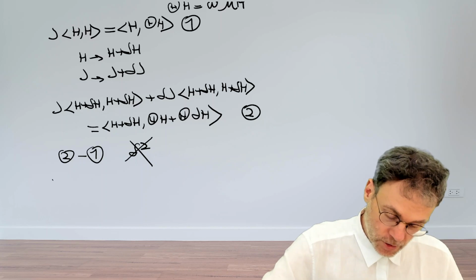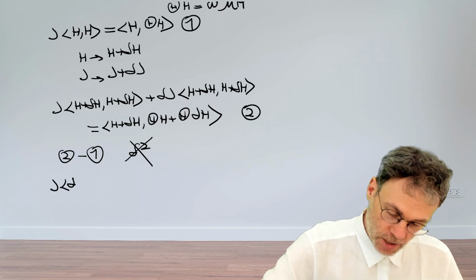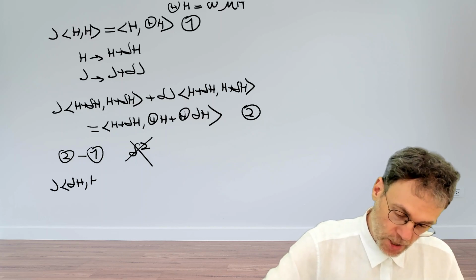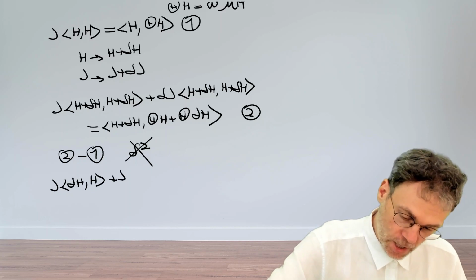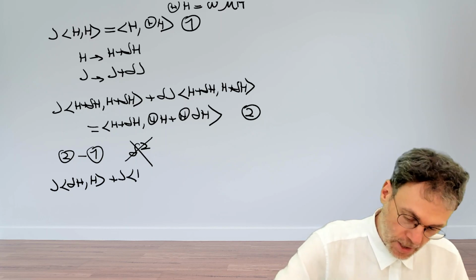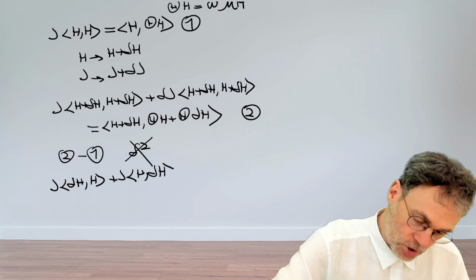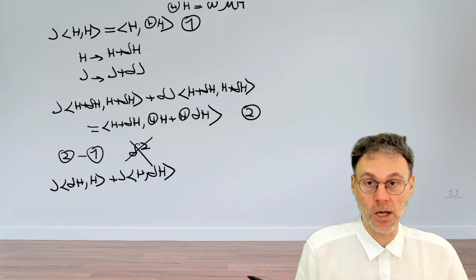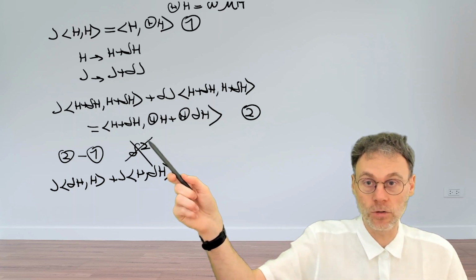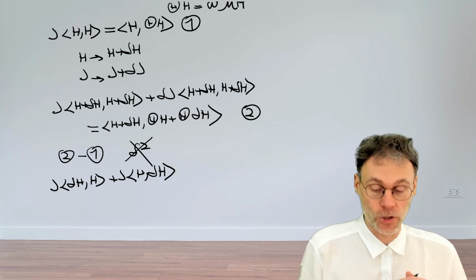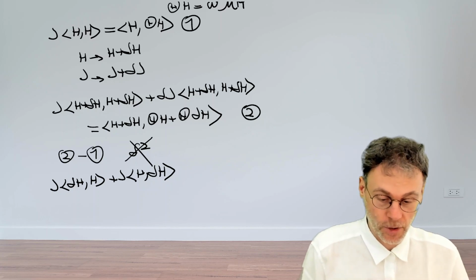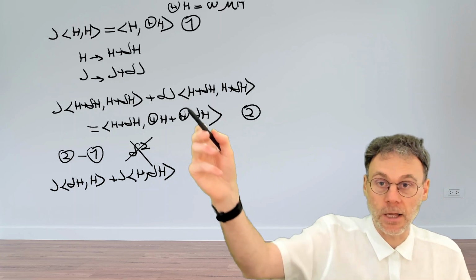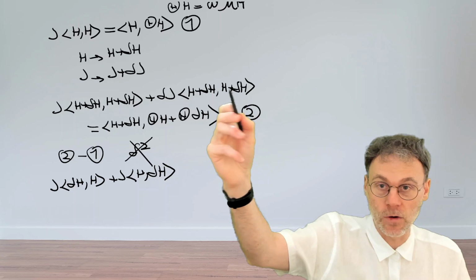That's a term that will not vanish, so we have J delta H, H, and then we have J H delta H. And then our final contribution will be delta H scalar product with delta H, but this is a second order term. This fourth term, we're just going to drop it.